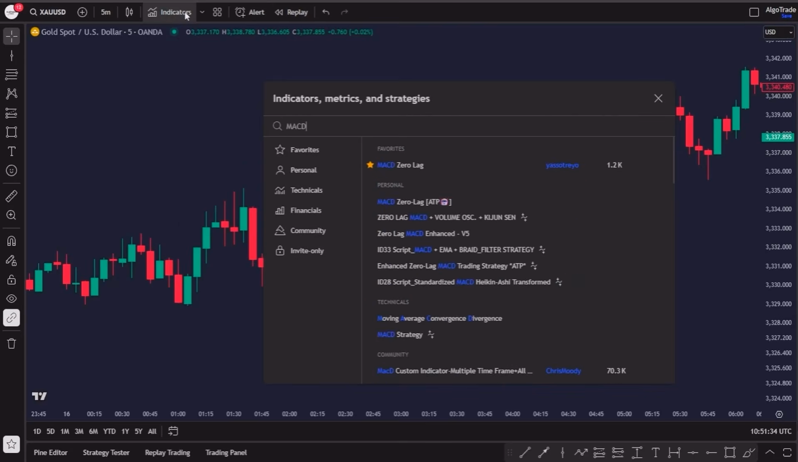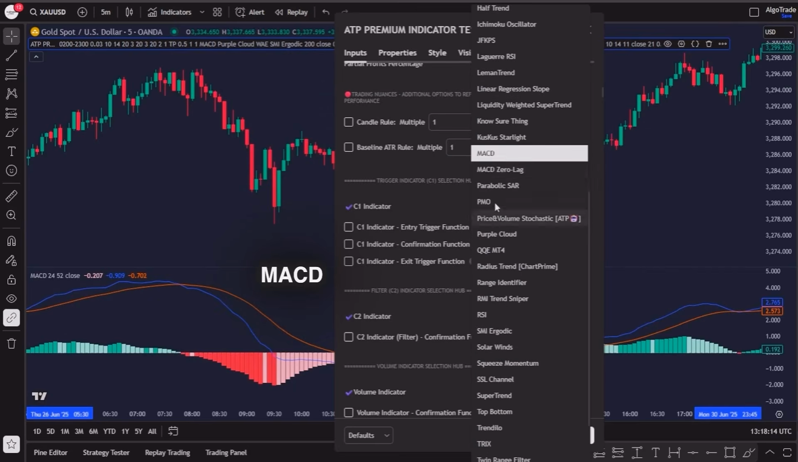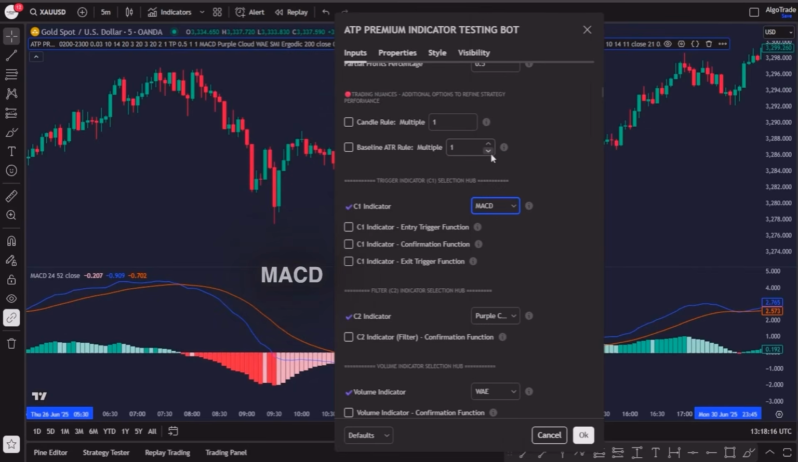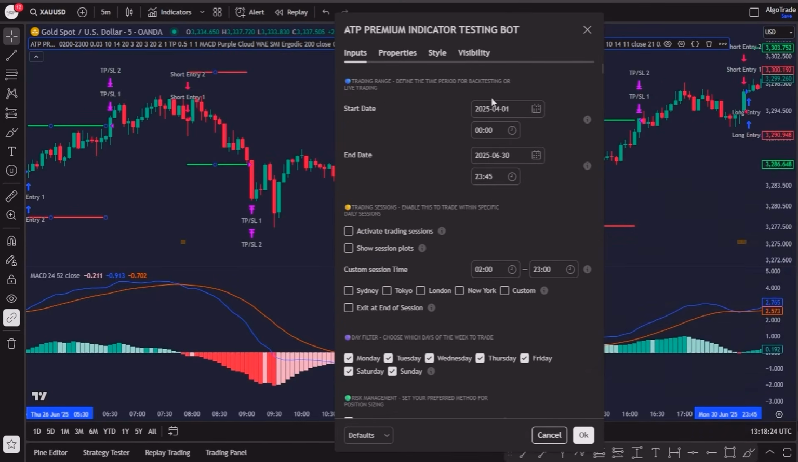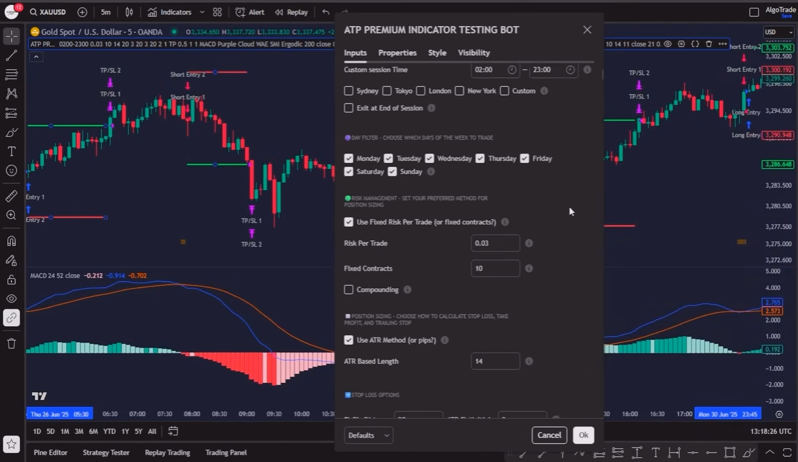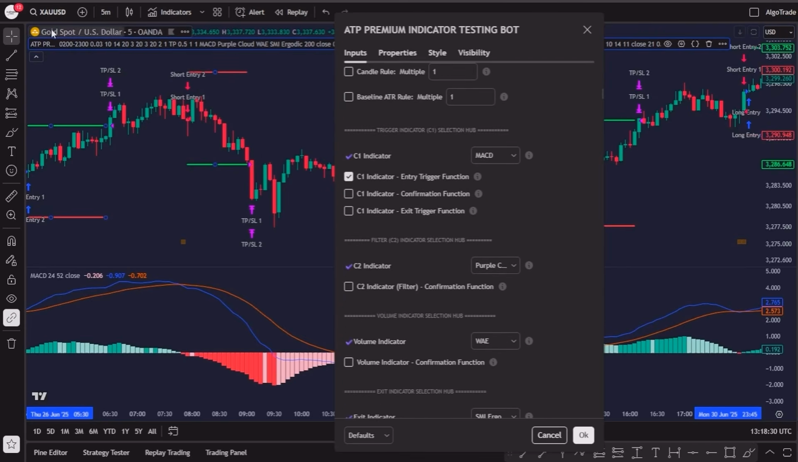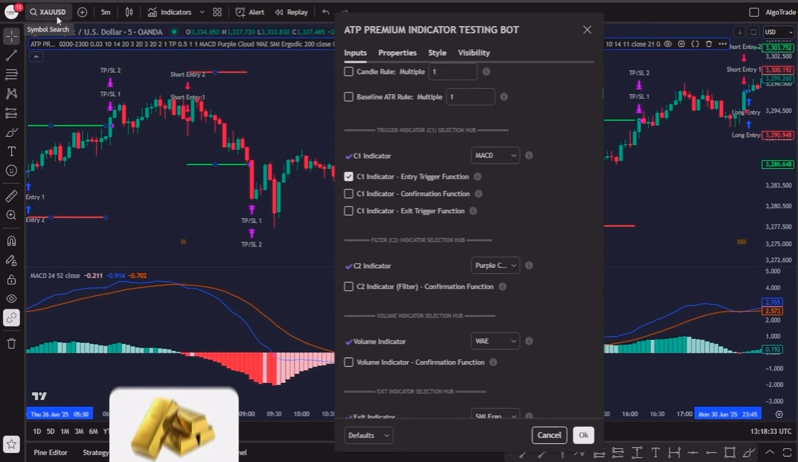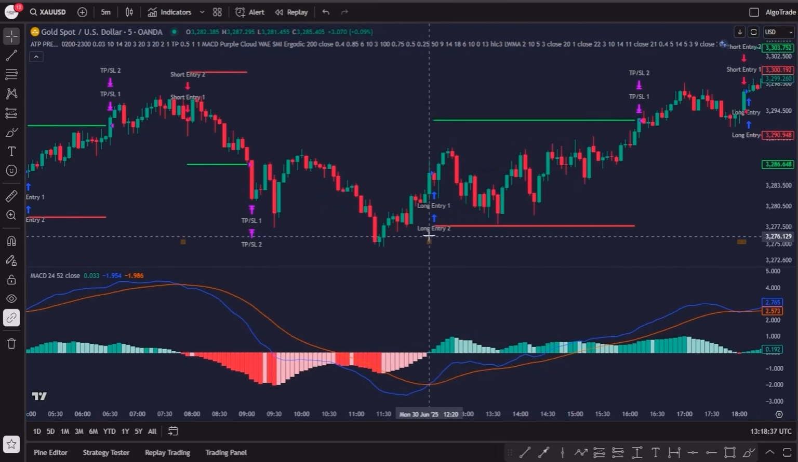Let's say we decide to test the MACD as our trigger indicator. Inside the Indicators Testing Bot, I simply select MACD from the list of available indicators for the trigger function. Also, I have already set the sample period and the risk management according to our testing rules. Right now, I'm on TradingView looking at the 5-minute chart of XAUUSD. With just one click, I hit OK on the bot.